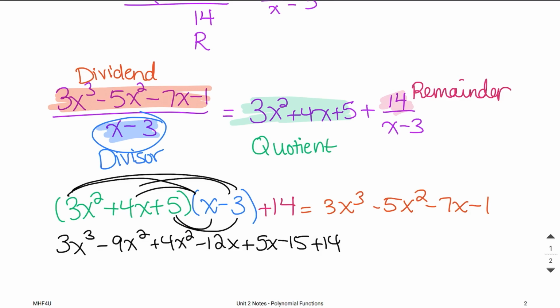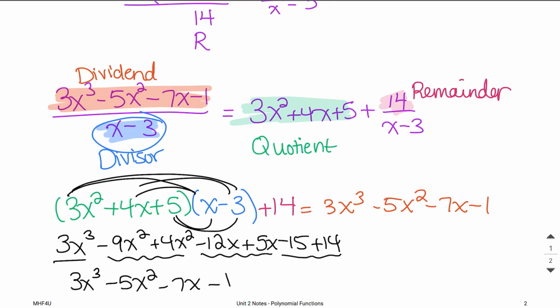So now I'm just going to collect like terms. Nothing's like this 3x cubed, so I just copy it down. These two expressions go together, I get minus 5x squared. These two expressions go together, I get minus 7x. These two go together, I get minus 1, and check. It's exactly what our original problem had, okay?